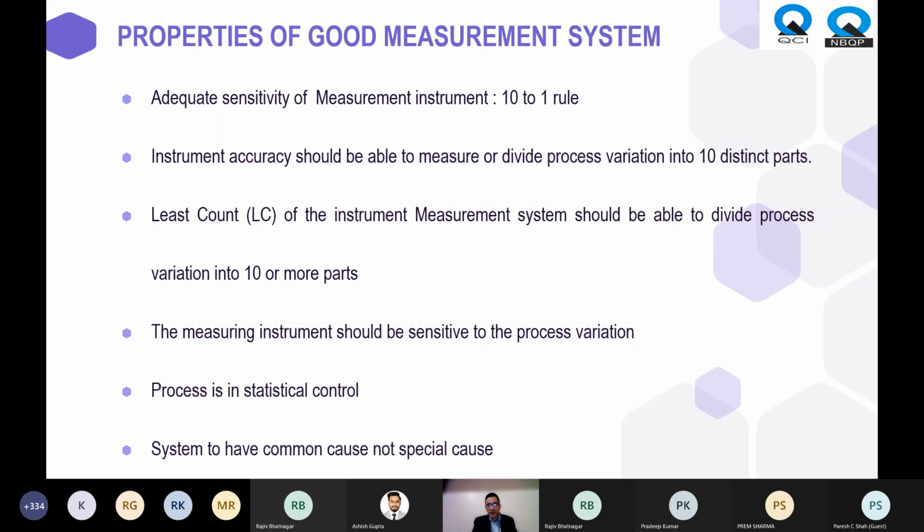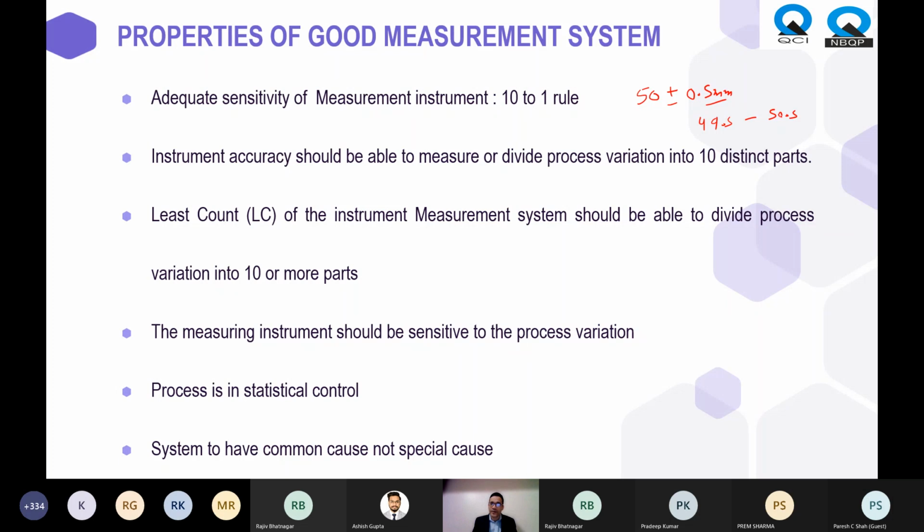So, properties of a good measurement system. A good measurement system says that, if I am using a vernier caliper and my customer has given me a tolerance of, let's say, 50 plus minus 0.5 mm. So this 10 to 1 rule, adequate sensitivity, means that my process is able to capture at least 10 readings of the tolerance of my process variation. So here, this will be between 49.5 and 50.5. So my tolerance is 1 mm. If I use a vernier caliper in this case, it would be able to give me 10 readings corresponding to 1 mm deviation. So I have to use my gauge accordingly. So we call it the 10 to 1 rule.